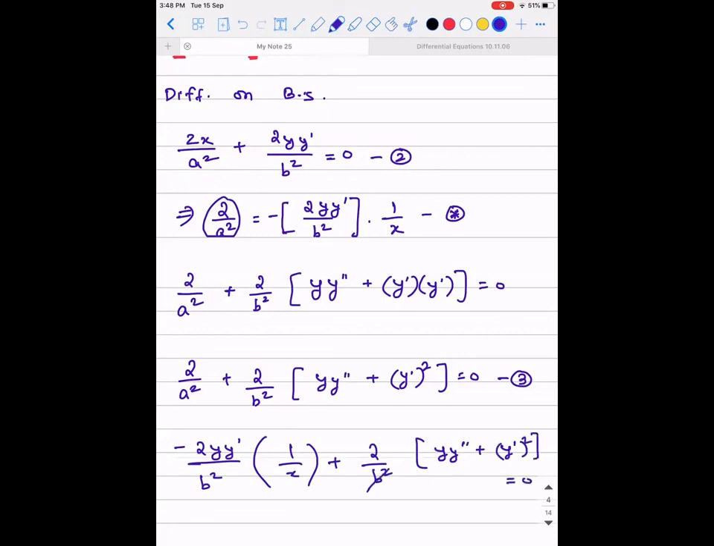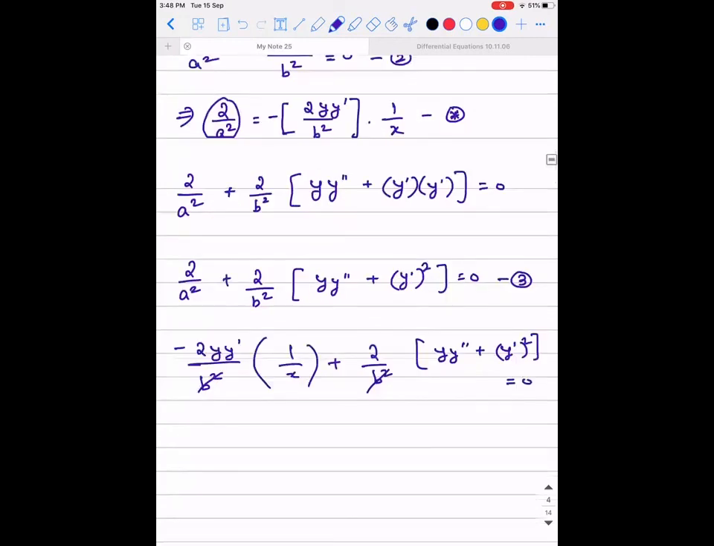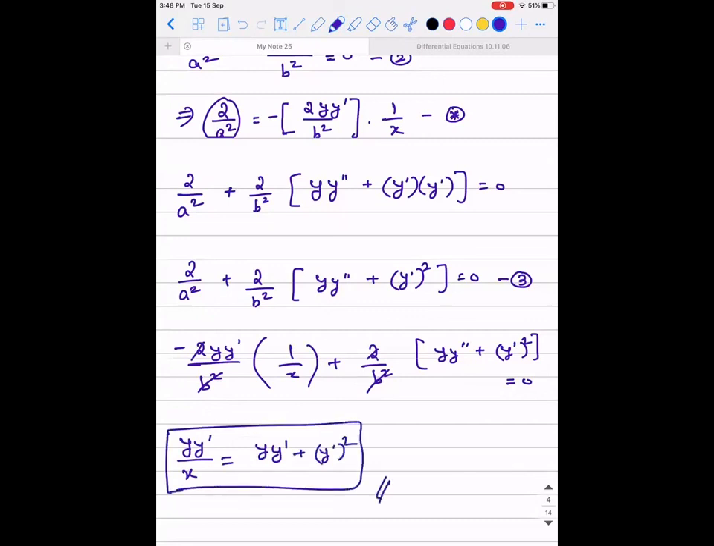So b square gets cancelled. 2 is also going to get cancelled. What you're left with is y dash divided by x is equal to y y double dash plus y dash square. So when you rearrange it, this is one of the ways in which you can write the differential equation. Did you understand? So this is what we need to do in this particular exercise.